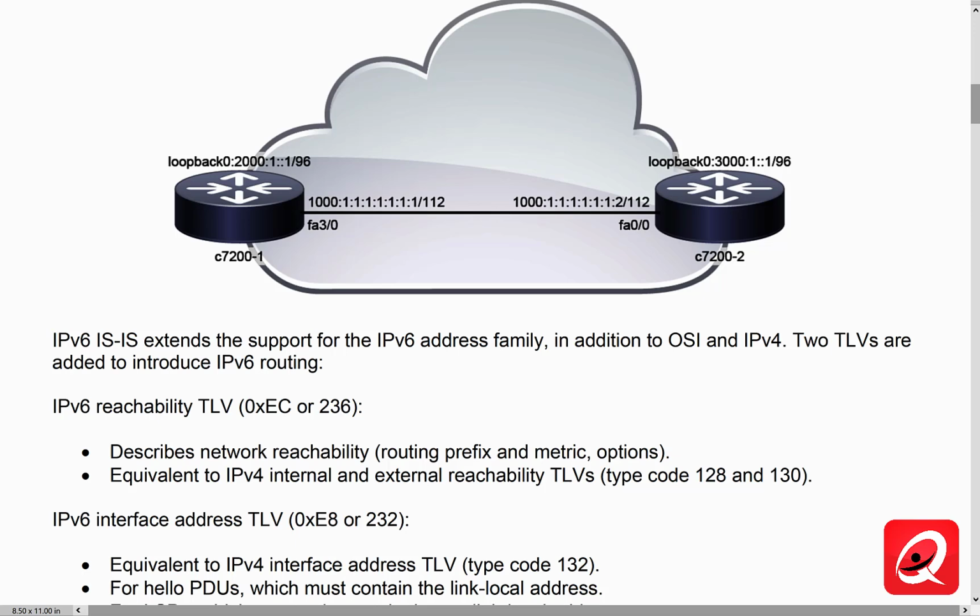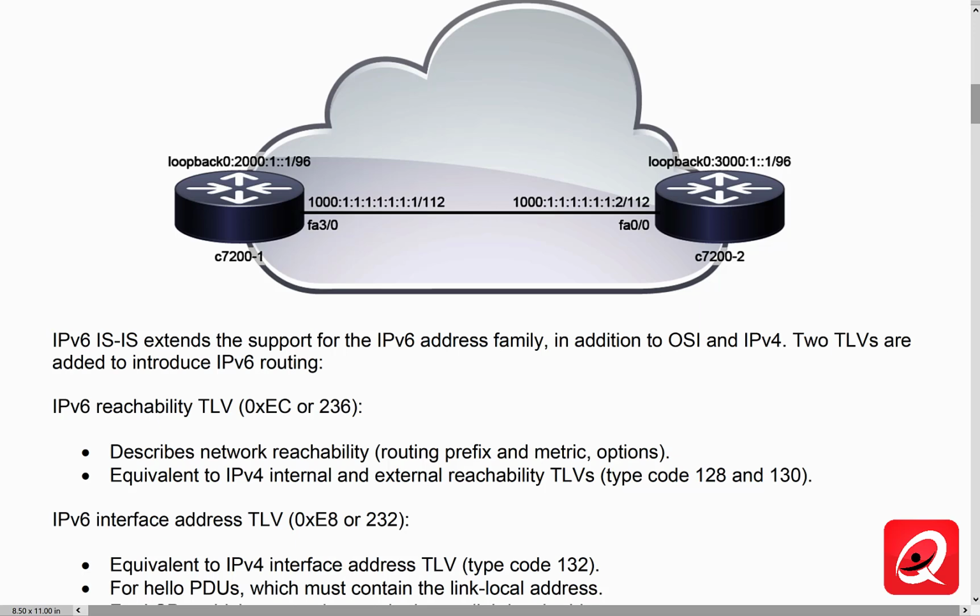And then we have interface address TLVs. These are equivalent to the type 120 or 132 code in IPv4. For our hello PDUs, we have to contain the link local address, especially in IPv6 where the link local address plays such a significant role. For LSPs, we also have to contain the non-link local addresses, which are the global unicast addresses or other addresses that would be assigned to the interface.